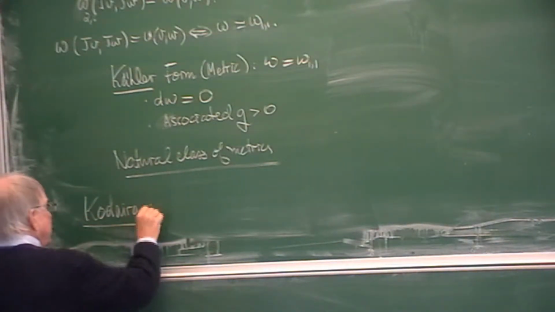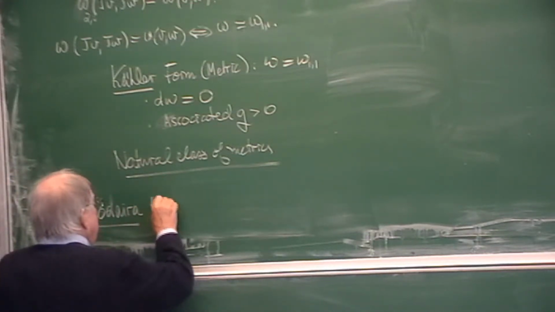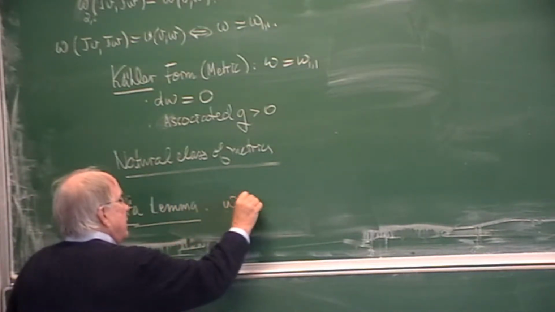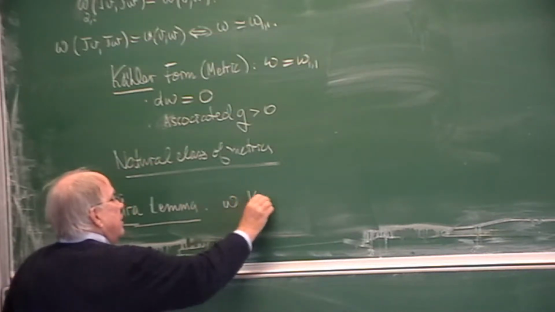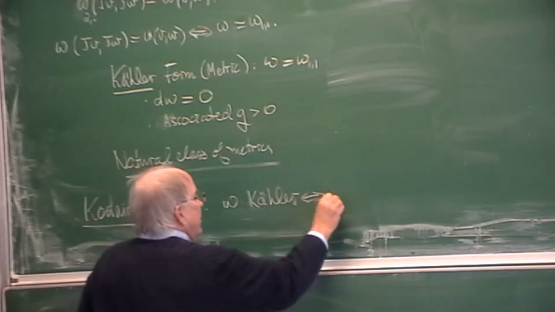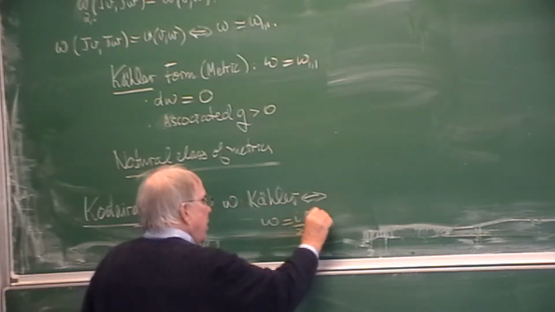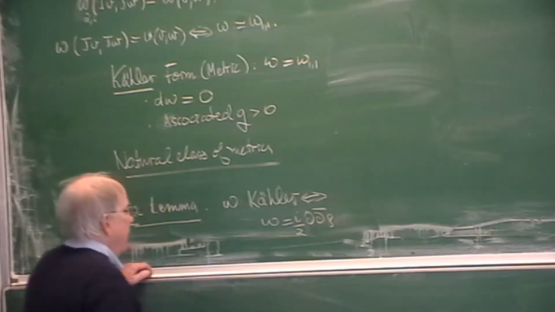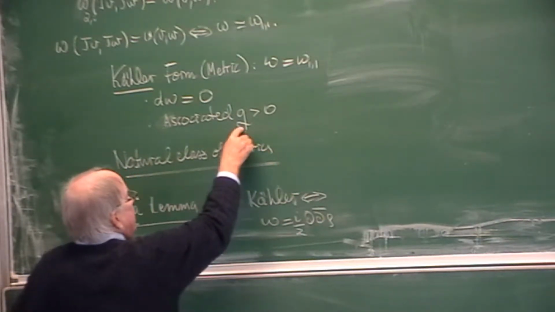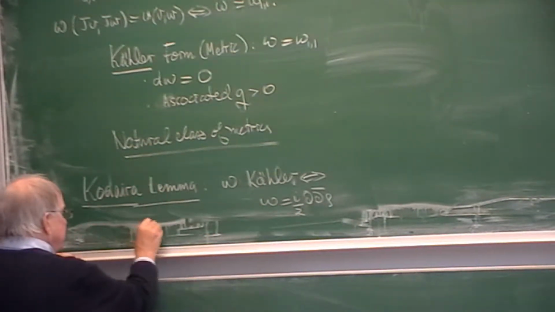Kodaira proved many, many things using these types of metrics. Kodaira's lemma: omega is Kähler if and only if omega is just, because you have to scale it to make it real, dd bar of a function. This function is a special function which arises when you require that the metric is positive definite. This function is strictly plurisubharmonic.